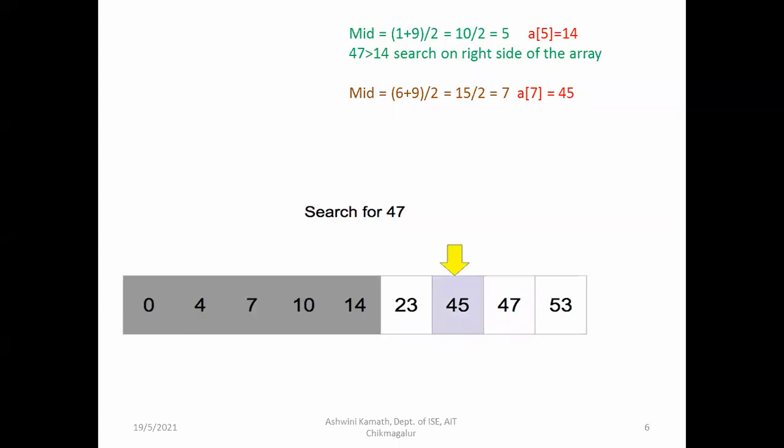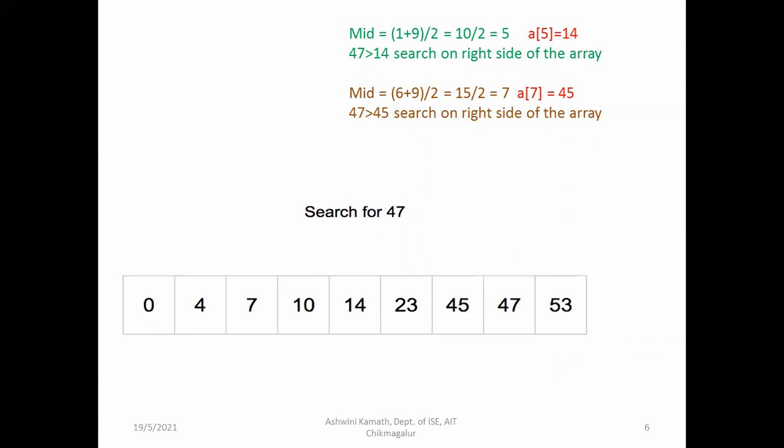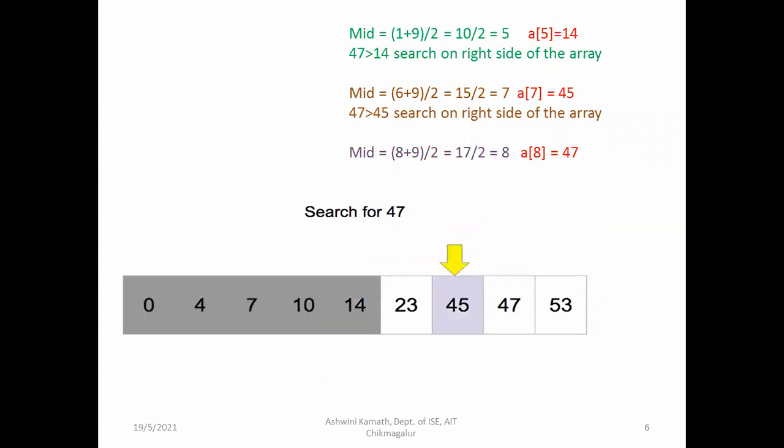Then (6 plus 9) divided by 2 is equal to 15 by 2. It is a floor function, so you will get 7.5, and you consider 7. So a of 7 is equal to 45. Again 47 is greater than 45, so again you search on the right side of the array. The initial position will change to 7 plus 1, which is equal to 8.